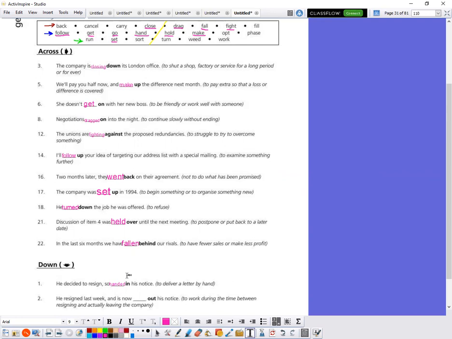It's okay. Number two: he resigned last week and is now out his notes. And the meaning is to work during the time between resigning and actually leaving the company. Ahmed said what? Work out, like this. Yes, after the verb be, it's working out his notes. It's like number two. Excuse me, guys.